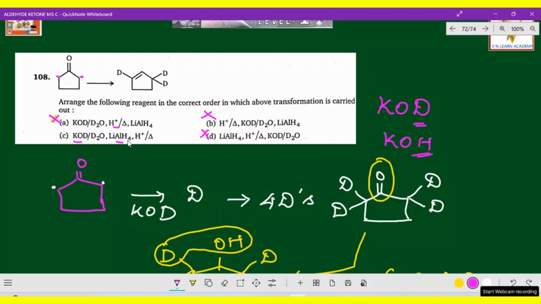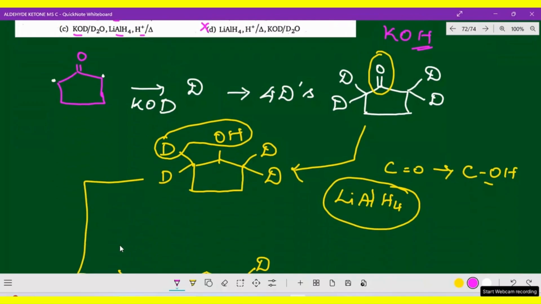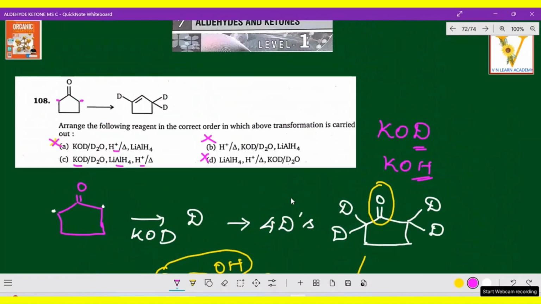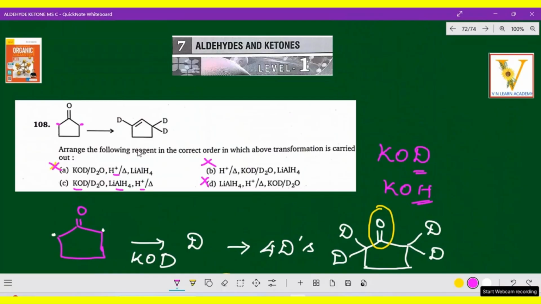Lithium aluminum hydride we are using in the second step, and in the third step we are heating, right? Of course, we are heating. When you heat, you lose that water molecule, KOD, HOD, right? DOH also you can mention. Now which is the correct option? Option C is the correct option for bringing about this transformation.